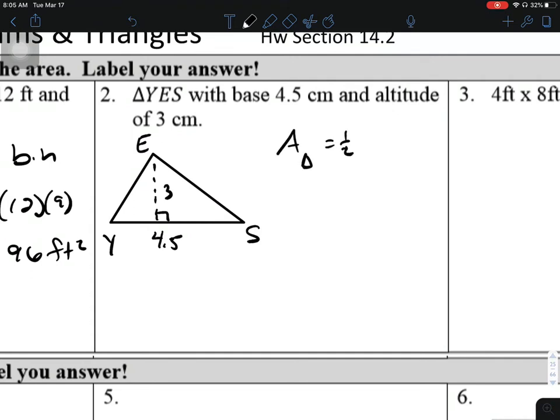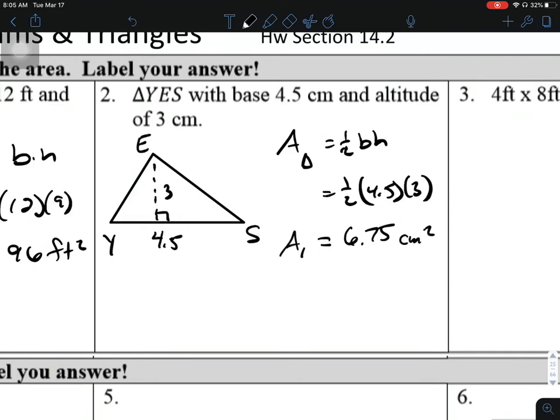Area of a triangle is 1/2 base times height. Every time you use the formula, write it out. So using a calculator, we're going to get 6.75 square centimeters, because the units were centimeters.